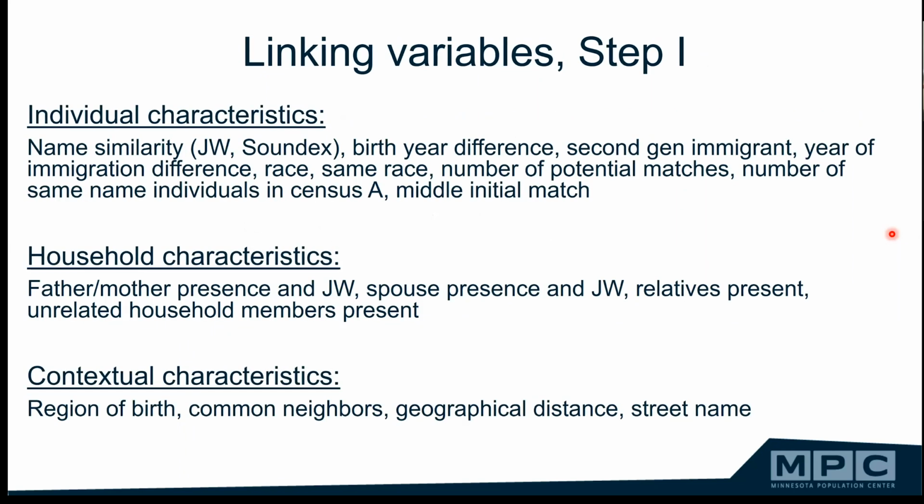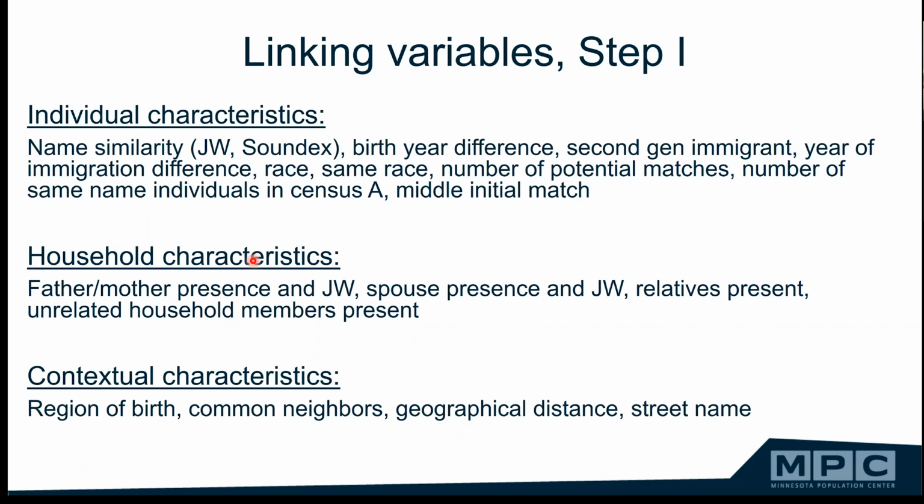So here we have the linking characteristics that we're using. We're using a bunch of individual characteristics, household characteristics, and contextual characteristics. As I said before, we're using name similarity, birth year difference, and whether the 1900 individual is a second-generation immigrant. We're exploiting differences in the year of immigration reported in 1900 and 1910. We're taking into account the race of the 1900 individual and have an indicator variable for whether the 1910 potential match is of the same race, the number of potential matches, et cetera, et cetera.